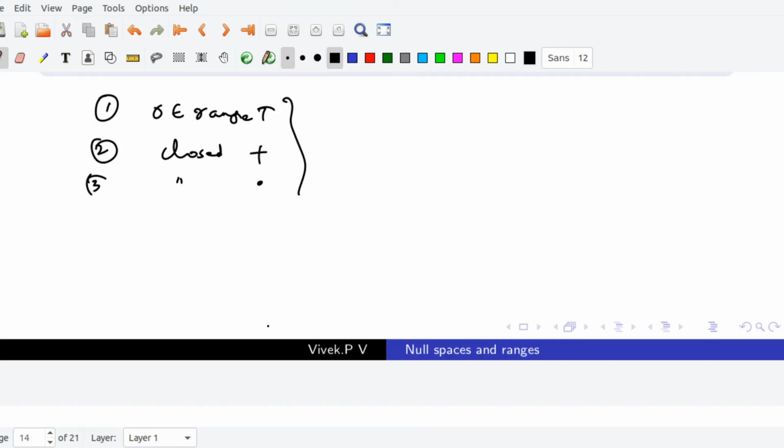Clearly, 0 always belongs to the range space because we have the result T of 0 equal to 0, since T is a linear map. So definitely 0 has a pre-image. Okay, so 0 is of the form T of V, where V becomes 0. Anyway, 0 belongs to the range space. So the first one is already proved.